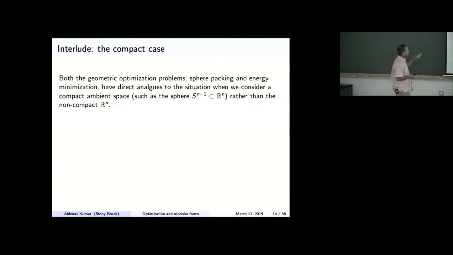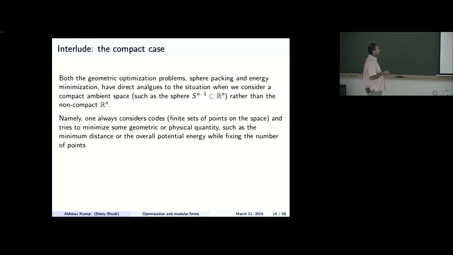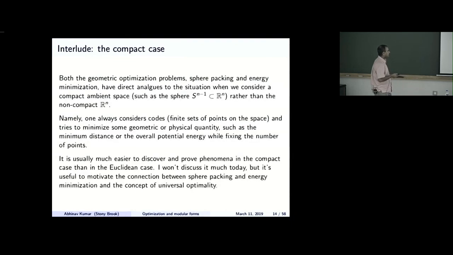But let me say a few words about intuition. Both of these are geometric optimization problems, sphere packing and energy minimization. And you can ask them in an easier setting, namely the compact setting. I've stated them in Euclidean space with an infinite number of points, but you could do this on the sphere. There you always consider finite sets of points because you're compact and you separate by some distance. That means you can only have finitely many points. And you try to minimize geometric or physical quantities such as the minimum distance or the overall potential energy while fixing the number of points. And it's much easier to solve than the Euclidean case.